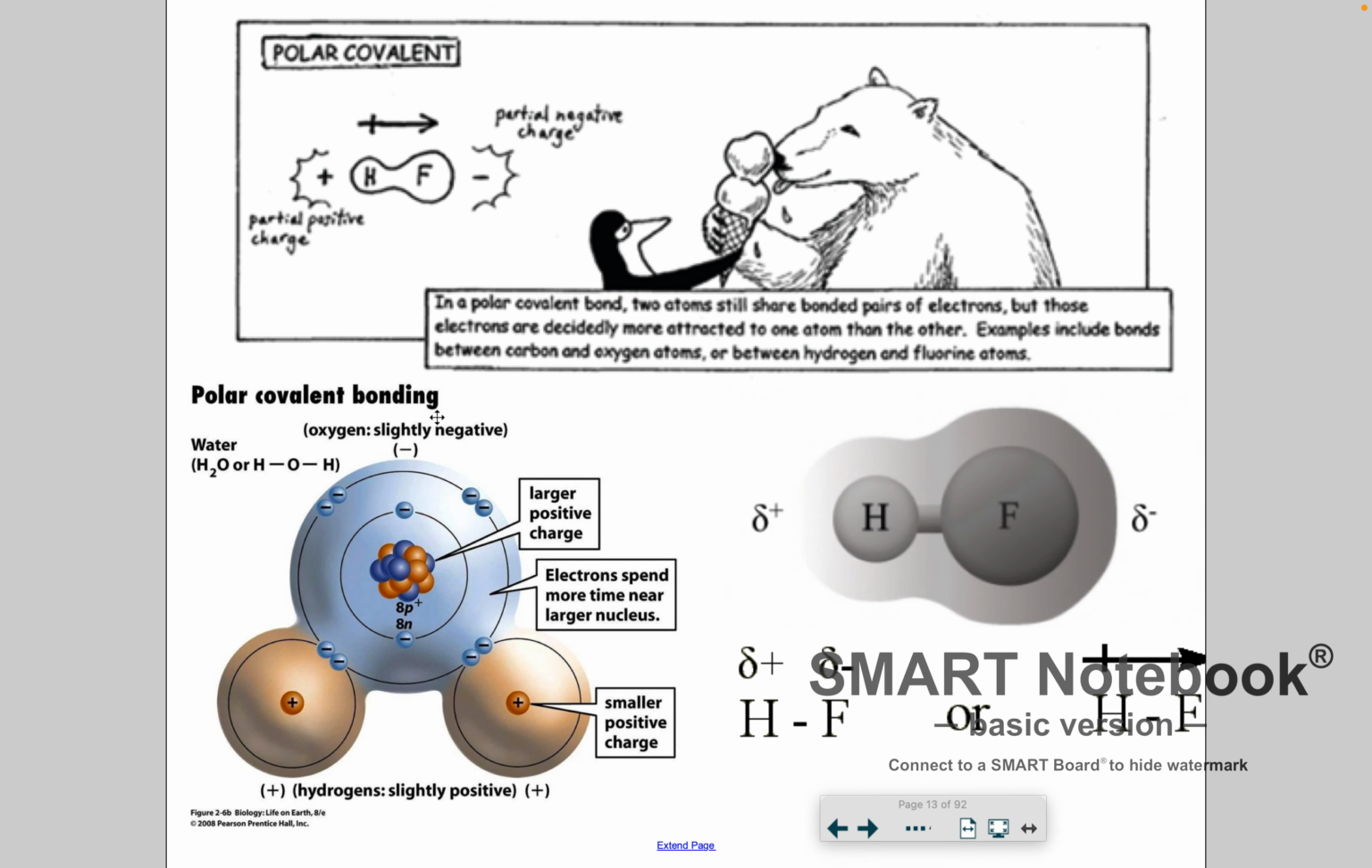Now, polar covalent, okay, is where we are sharing unequally. Two atoms still share bonded pairs of electrons, but those electrons are decidedly more attracted to one atom than the other. Examples include bonds between carbon and oxygen atoms, or between hydrogen and fluorine atoms, as you can see here. Electrons are hanging out with fluorine more than they are with hydrogen. So as a result, slightly negative ends, slightly positive ends. They're still sharing, just unequally.